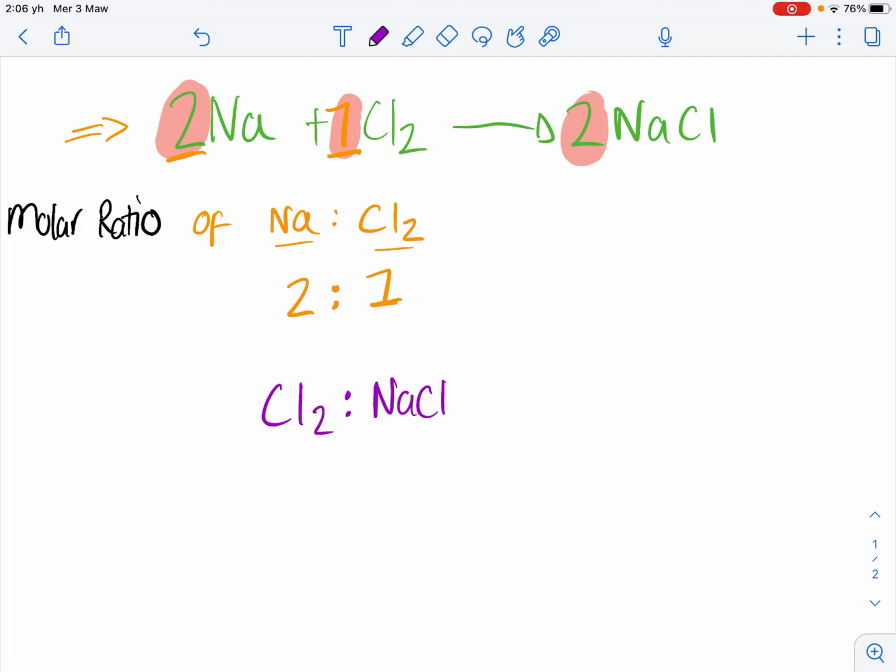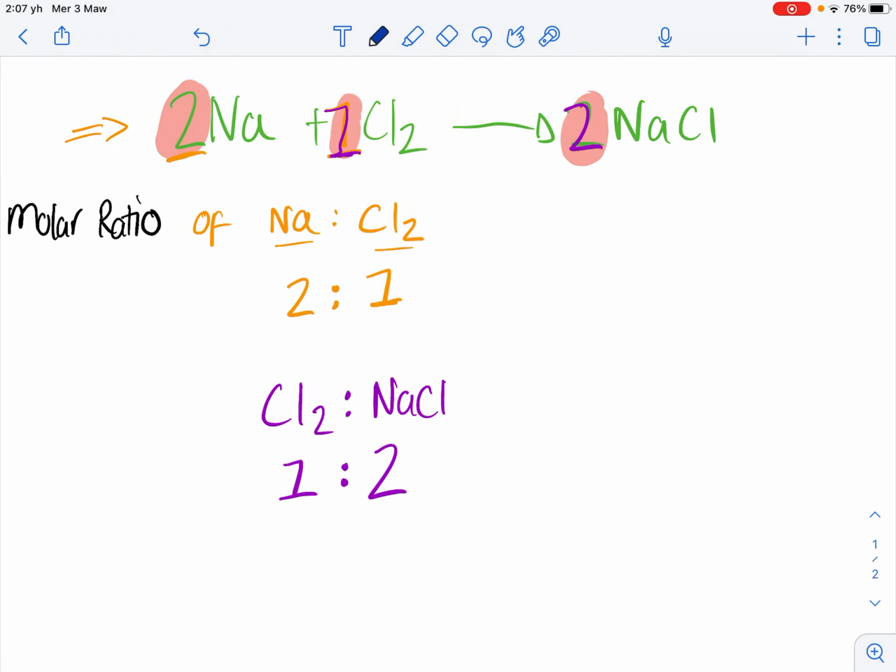So again, I'm going to do the same thing. I'm going to look at the coefficient in front of chlorine. Again, this is the coefficient here. So that's a 1. And I'm going to look at the coefficient in front of NaCl, and that's a 2. So that's it. The molar ratio between chlorine and sodium chloride is 1 to 2.